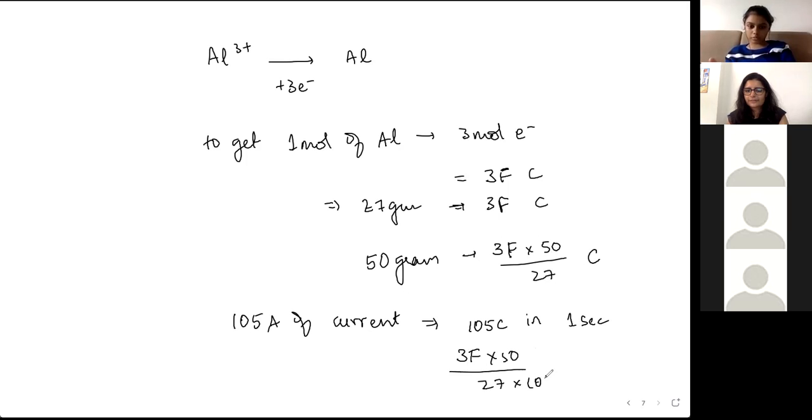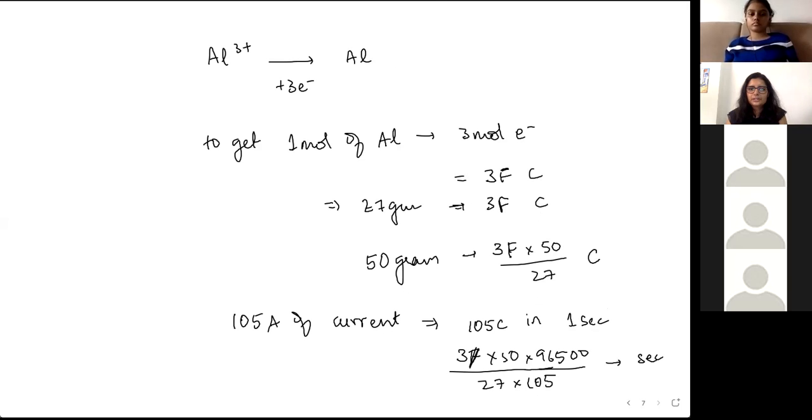Into 105. So instead of F, multiply this by 96500. Then solve this, and you'll get the value in seconds. If you see, the option is given in hours, so convert the seconds into hours. So this is basically how you approach an electrolysis question.